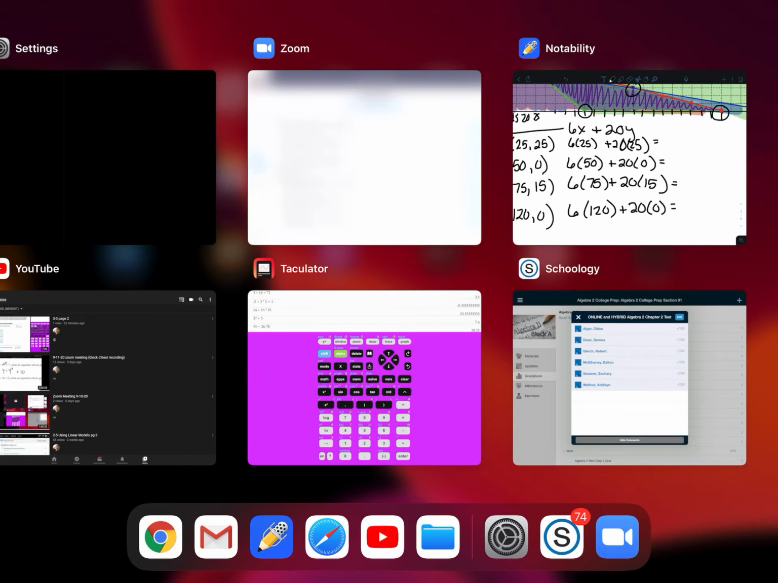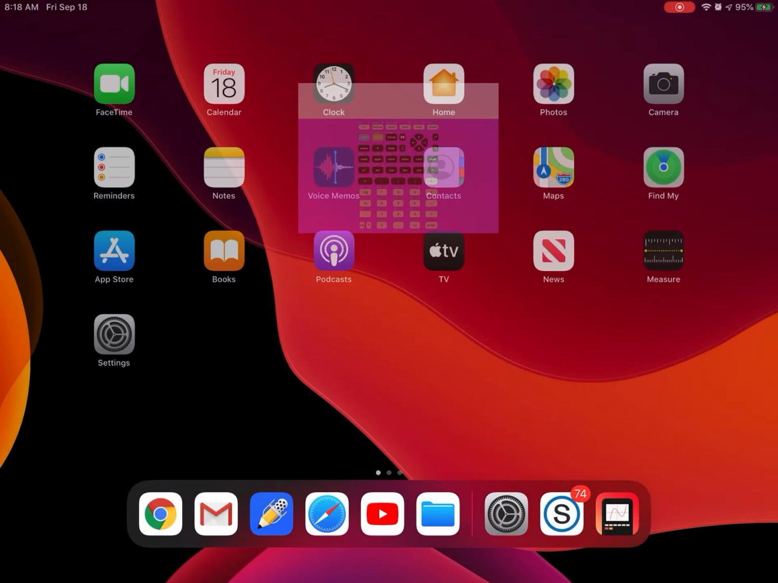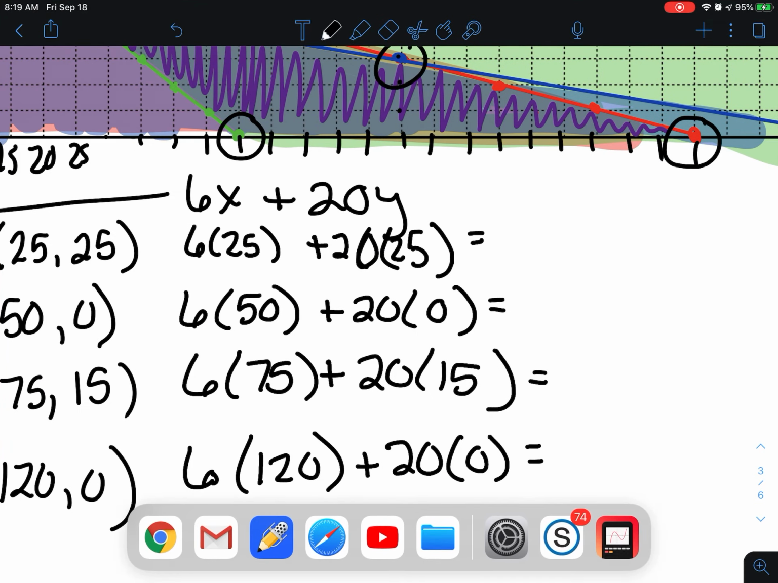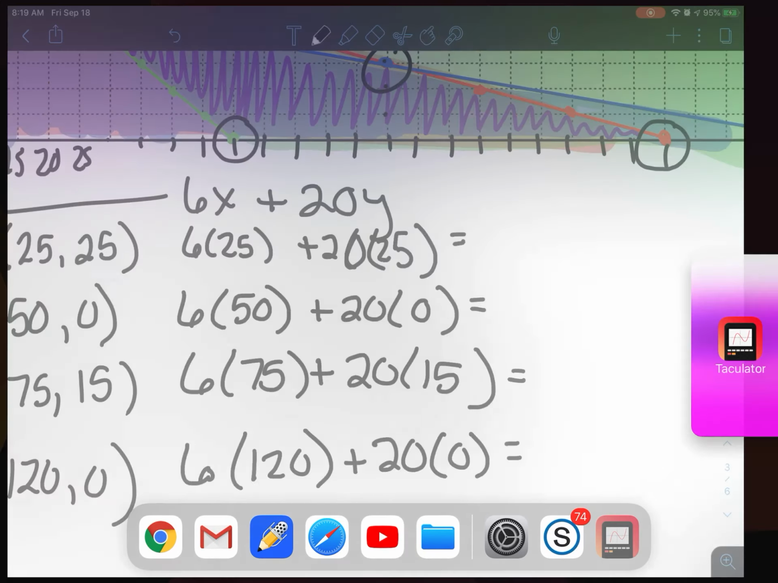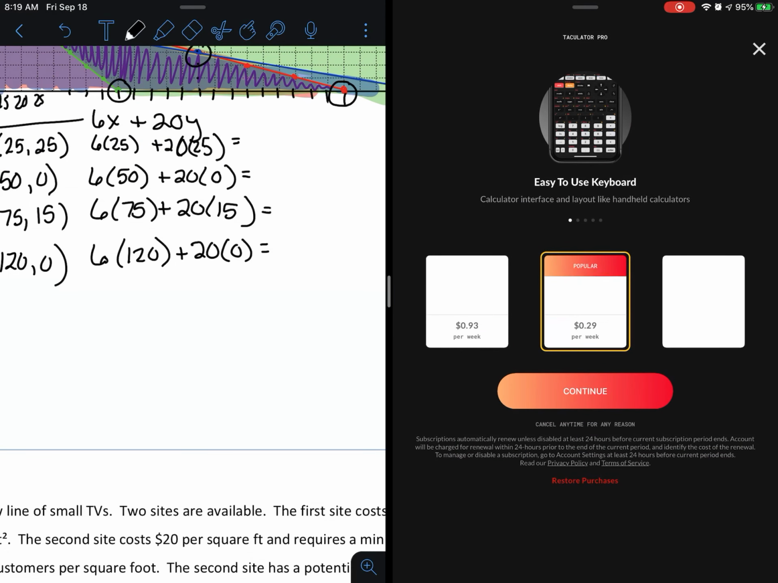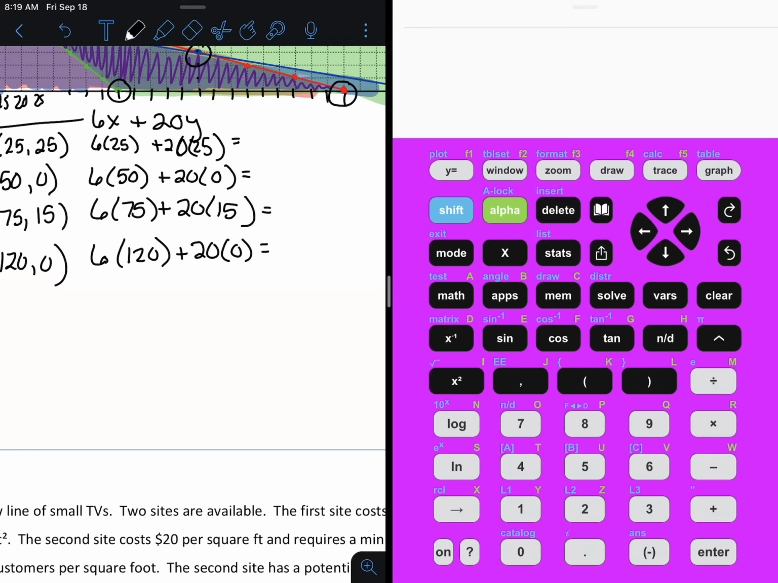So we can grab our calculator, open Notability. I'm going to plug the first 2 in just so you can see how it works, but hopefully I can just do the answers for the other ones. So 6 times 25 plus 20 times 25 gives me a profit of $650. Okay, let's see if the next one gives me more. So we're going to do 6 times 50 plus 20 times 0. That's only a profit of $300.